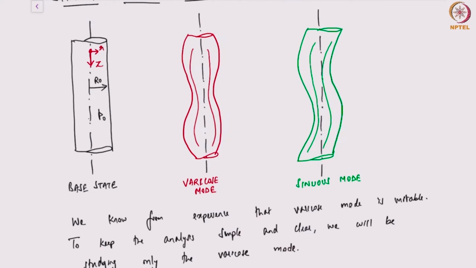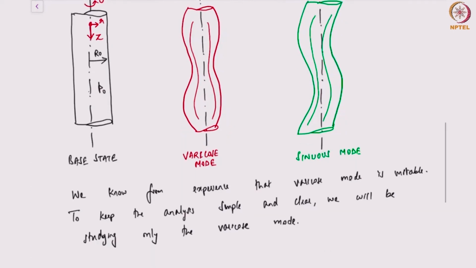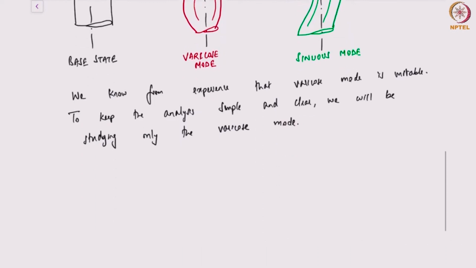This is R. And along the axis, we'll say we have an azimuthal coordinate, theta. So this is naturally done in cylindrical polar coordinates. So at any arbitrary location, remember the original jet has a radius of R0. At any arbitrary location Z, my radius R of Z is R0 plus a perturbation.